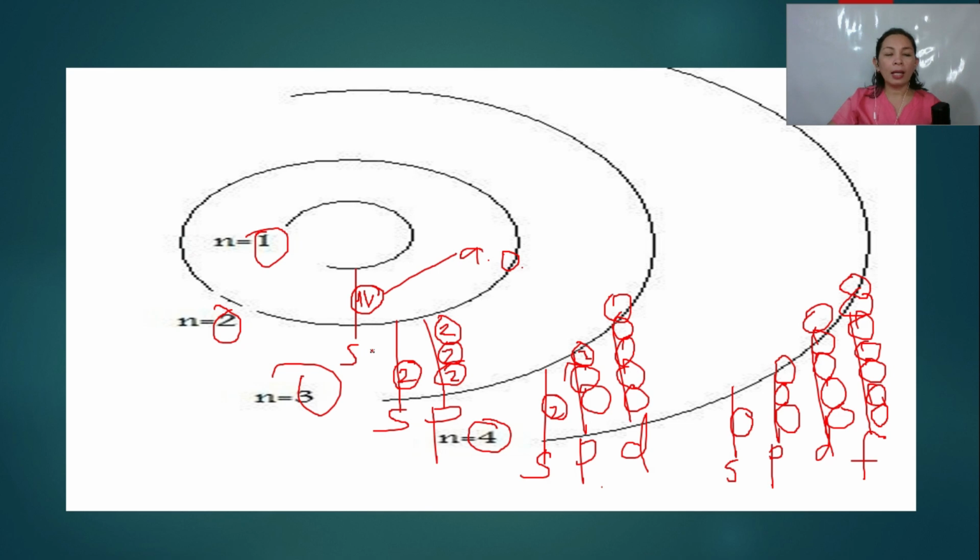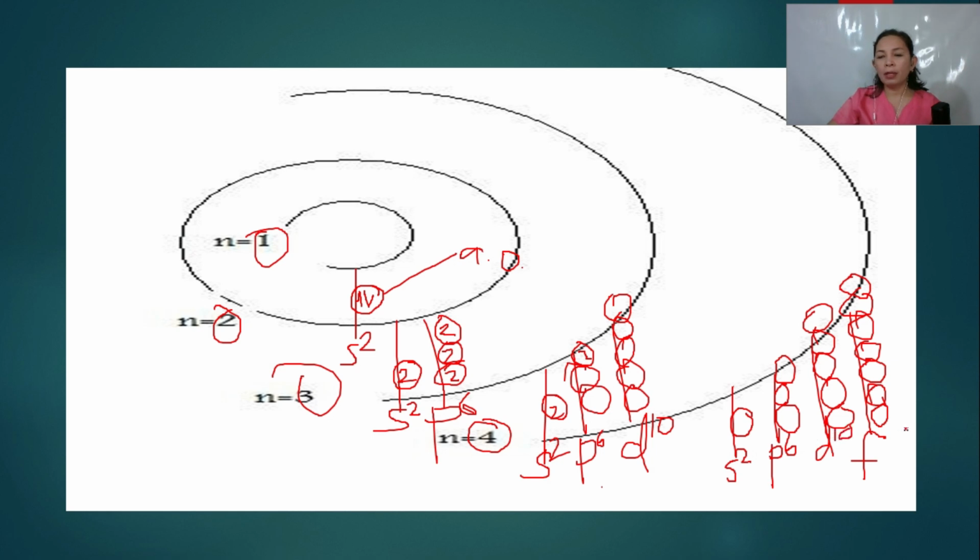So, let us total all the electrons in a given sublevel. In sublevel S, we have a total of 2 electrons. In P, we have a total of 6 because we have here 3 atomic orbitals having 2 electrons. And in D, we have 5 orbitals having 2 electrons, a total of 10 electrons.